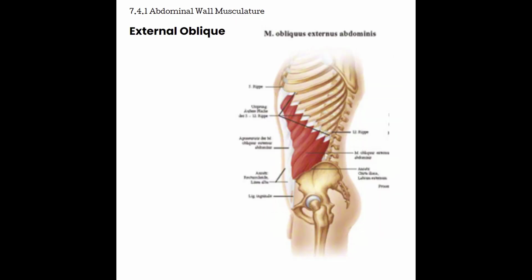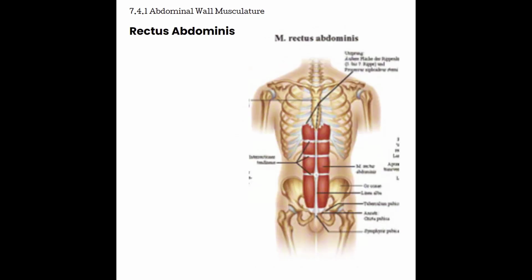Next, we have the external oblique muscles. These are going to be more to the side. They are still a very superficial flat muscle in the abdominal wall. And what's important about the external oblique is that we see the fibers of the muscle running inferomedially. So that means that they are running down towards the patient's feet, but also angled towards the patient's midline. So inferomedially.